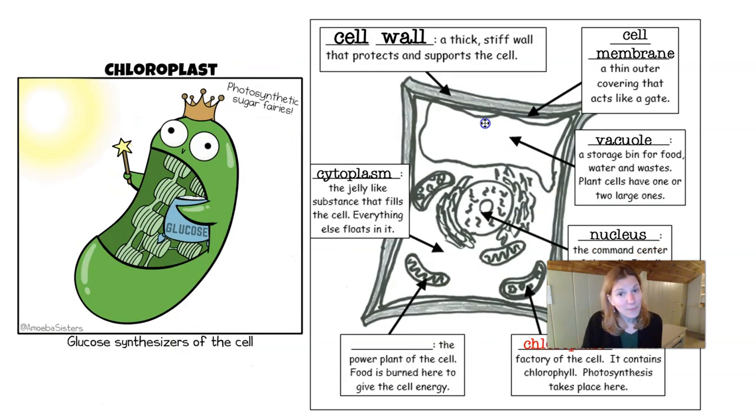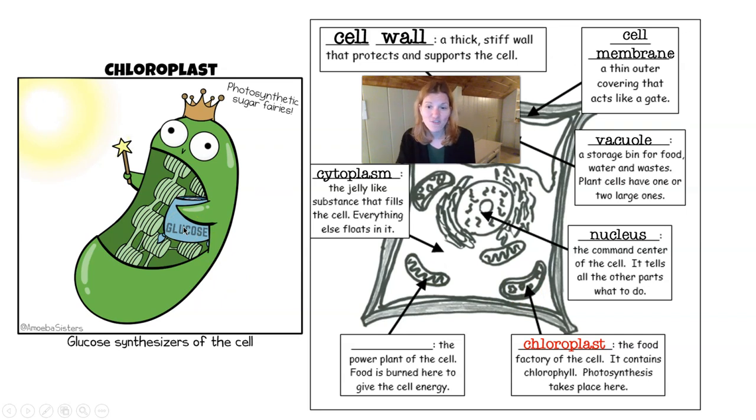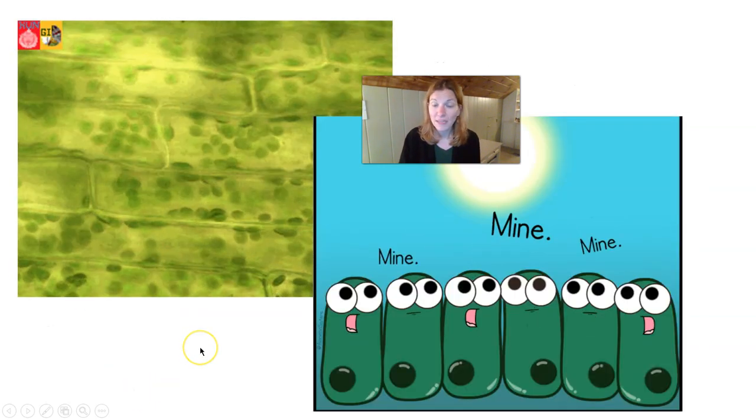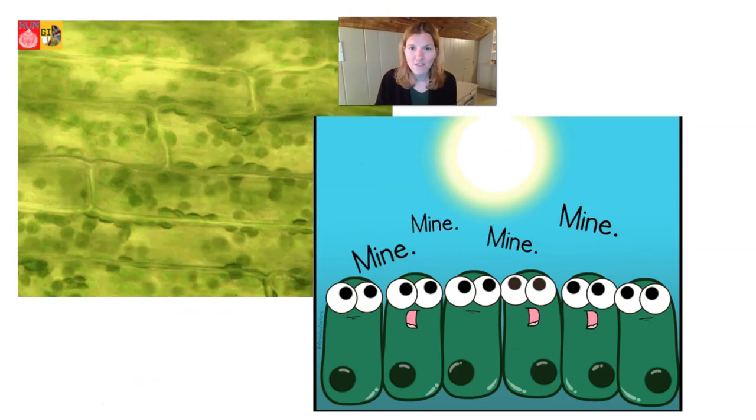Now, another part of a plant cell that is different than an animal cell is these little guys here, chloroplasts. They kind of look like mitochondria, but they have little spots to them instead. And the chloroplasts are where the plant is going to make its own food using energy from the sun. So the chloroplast is the food factory of the cell. It contains this chemical called chlorophyll. That's what gives it its green color, and that's what allows it to trap the energy from the sun.